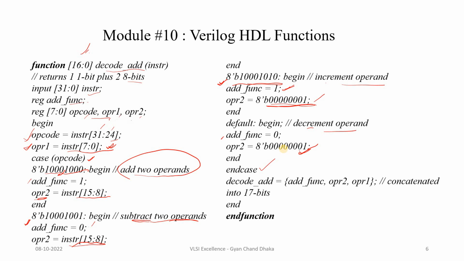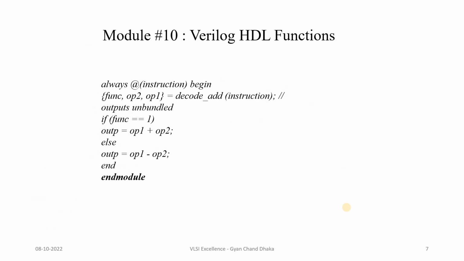Now what we are returning here is the function which needs to be performed and the two operand values. These three values we are going to return from this function. So when we decode the instruction, we get three pieces of information: what function the instruction is trying to perform, and the operand 1 and operand 2 values. Now let's see how to call this function.